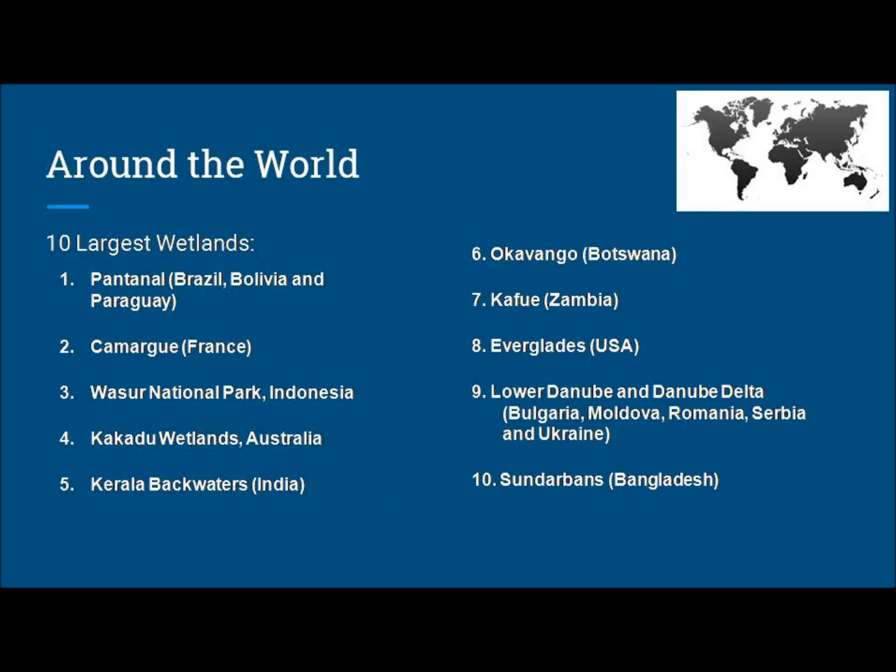As mentioned before, wetlands can be located anywhere around the world. However, the top 10 largest wetlands around the world include Pantanal, Brazil; Camargue, France; Wasser National Park, Indonesia; Kakadu Wetlands, Australia; Kerala Backwaters, India; Okavango, Botswana; Kafue, Zambia; Everglades, USA; Lower Danube and Danube Delta; and Sundarbans, Bangladesh.